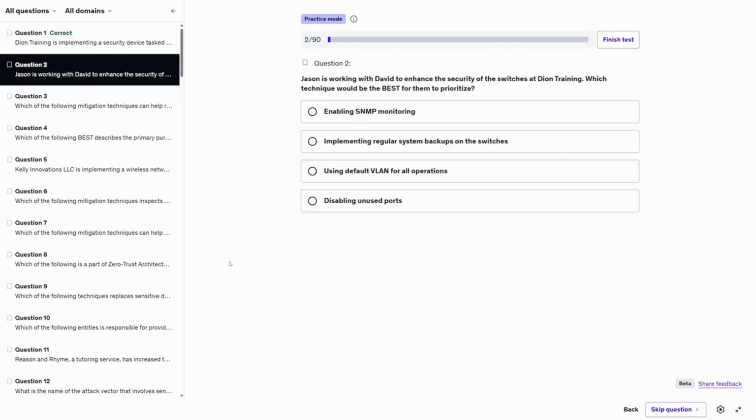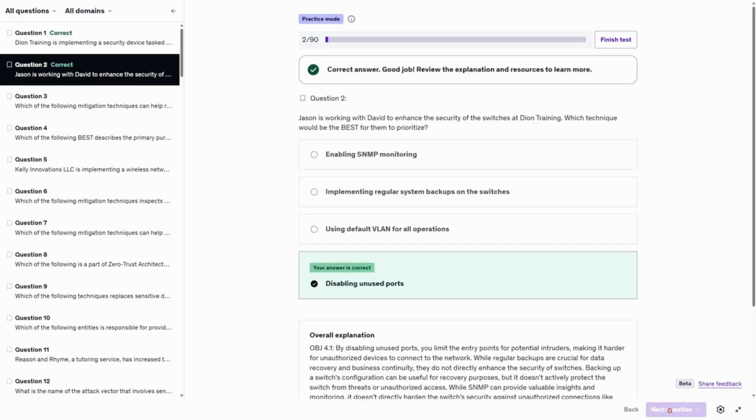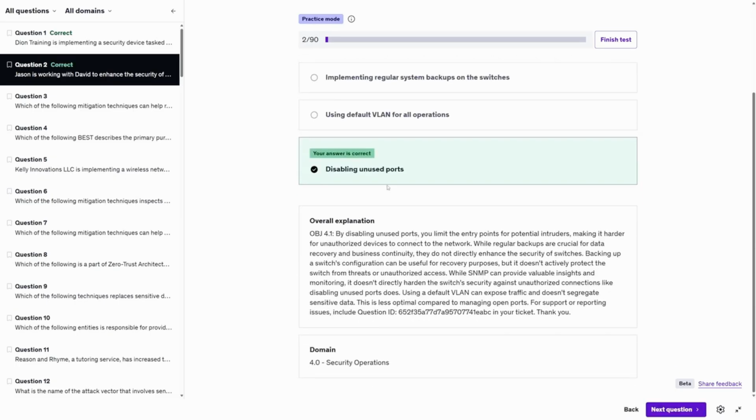Jason is working with David to enhance the security of the switches at Dion Training. Which technique would be the best for them to prioritize? The answer here is disabling unused ports. So by disabling unused ports, we limit the entry points for potential intruders, making it harder for unauthorized devices to connect to the network. While regular backups are crucial for data recovery and business continuity, they do not directly enhance the security of switches. Backing up a switch's configuration can be useful for recovery purposes, but it doesn't actively protect the switch from threats or unauthorized access.